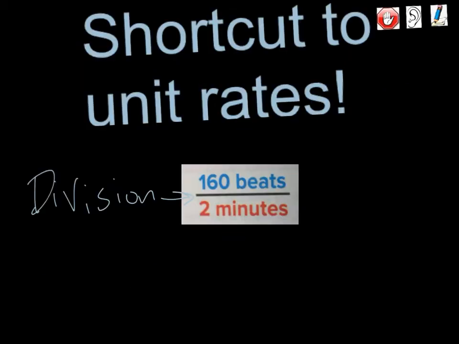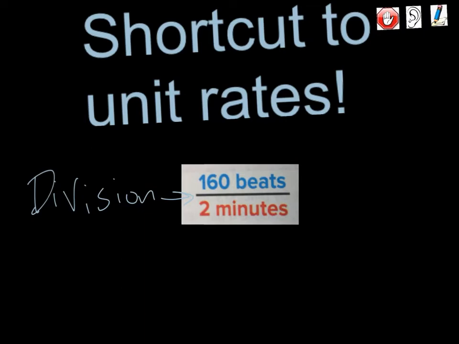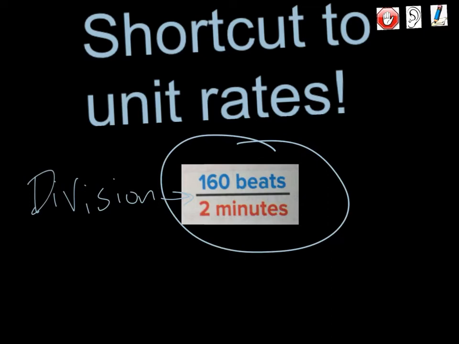So here we go. Here's a shortcut to unit rates. Rather than having to do all that stuff with the multiplicative identity and saying, okay, I need to divide this by 2 and then divide this by 2, a shortcut that you can do is recognizing that this fraction, or ratio in this case, or what looks like a fraction, is actually a division symbol.